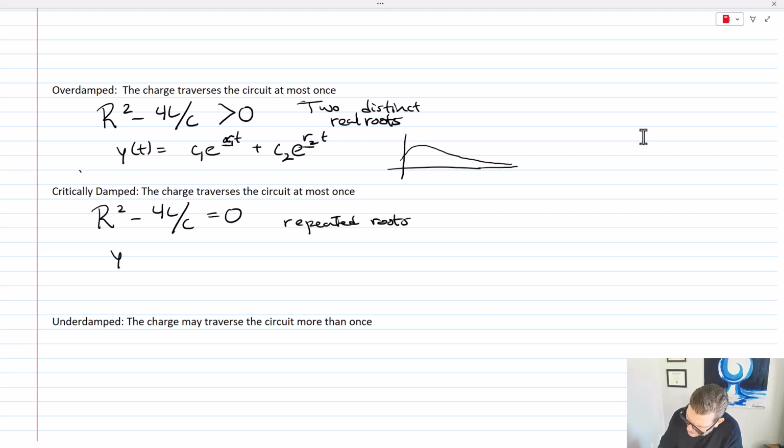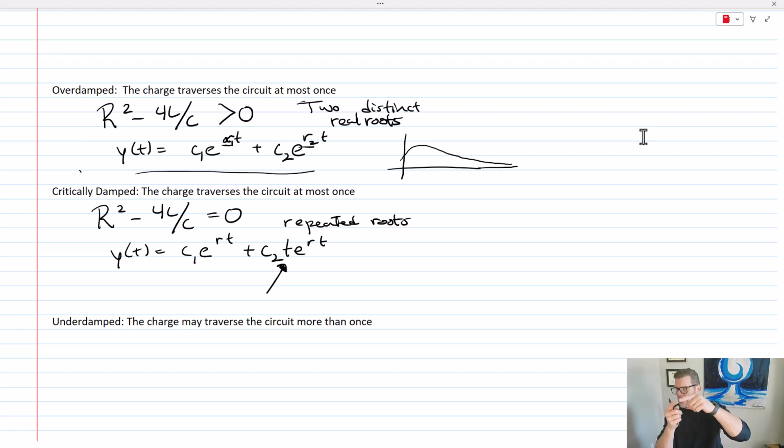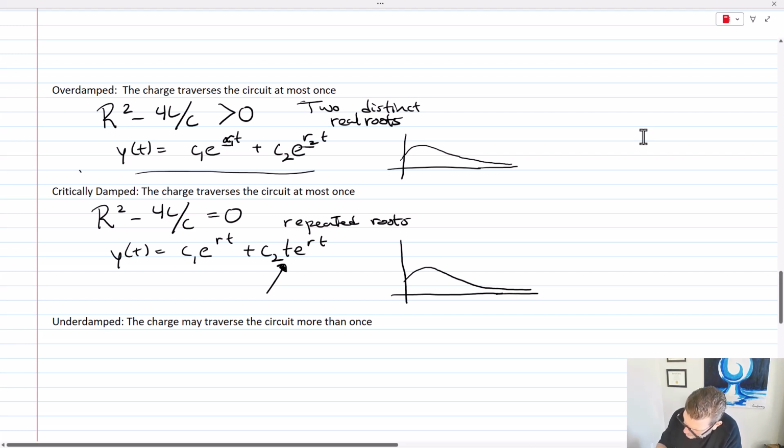And when you have repeated roots, you're going to get that y of t equals C1e to the rt plus C2te to the rt. The t multiplier inside of this solution actually tells us that we're not going to get as extreme a damping, or potentially not as extreme a damping, as we would get in the case of an overdamped scenario where we have both of those functions pushing the charge towards 0. But it still is moving towards 0. So again, the function is going to increase in charge and then taper off towards the equilibrium charge of 0.